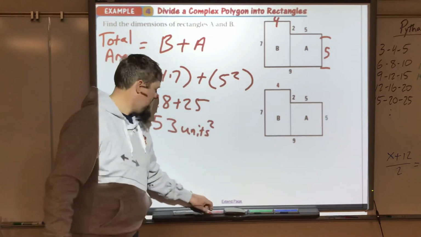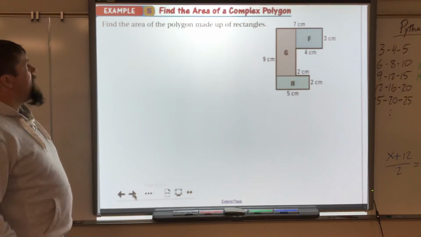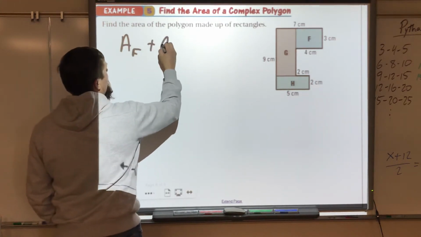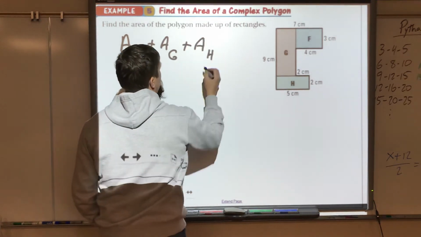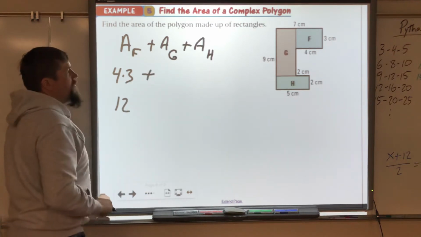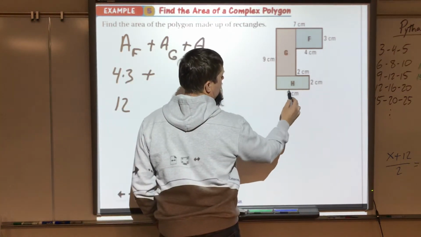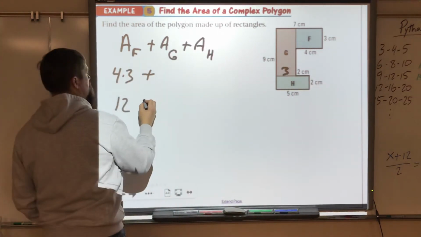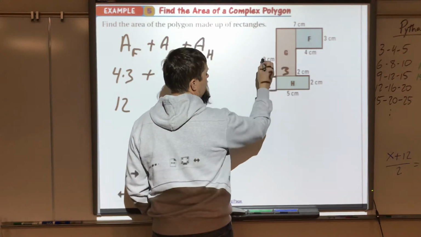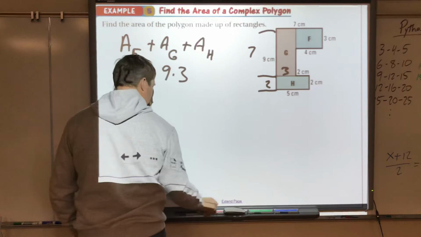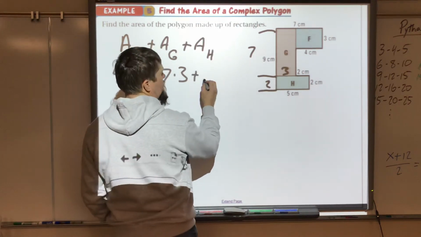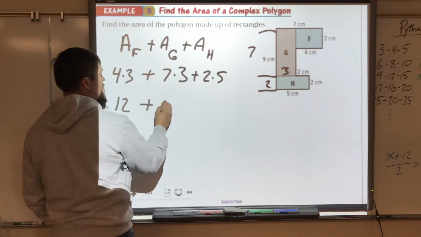Okay, and they show that down here. Okay, finding the area of this. So we want to find the area of F plus the area of G plus the area of H. F looks like we know what that is. That's 4 times 3, which is 12. G, we might have to do a little figuring in here. If this whole thing is 5 and this part's 2, this has to be 3. So G is 9 times 3. Oh, can't be 9. This is 2, so this has to be 7 here. So it'd be 7 times 3. And then H is 2 times 5.